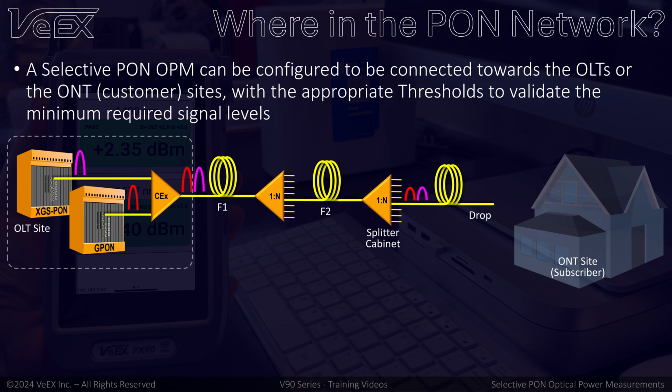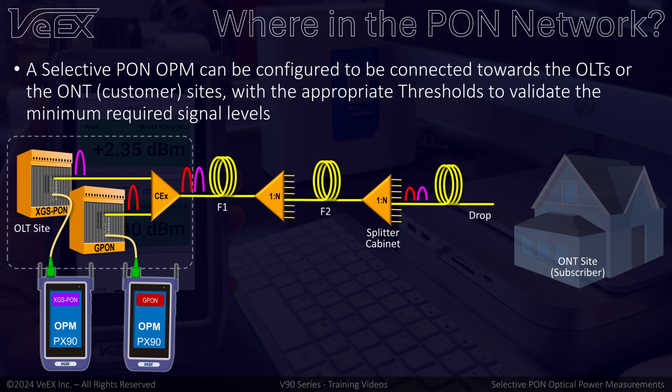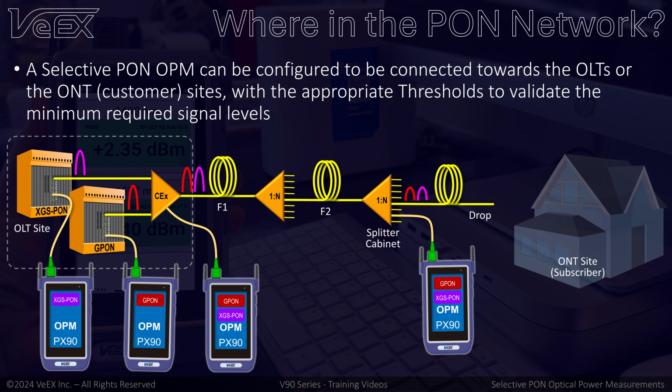This simplified network diagram shows that the PX90 OPM can be used anywhere on the PON optical distribution network. It can be used at the OLT site to measure the XGS PON output, the GPON output, or connected after the coexistence element to measure both. It can also be used towards the ONT site, at the street cabinet, the customer's drop, or inside the home, before installing the ONT. Just make sure to set the correct site and thresholds to validate the required signal levels.